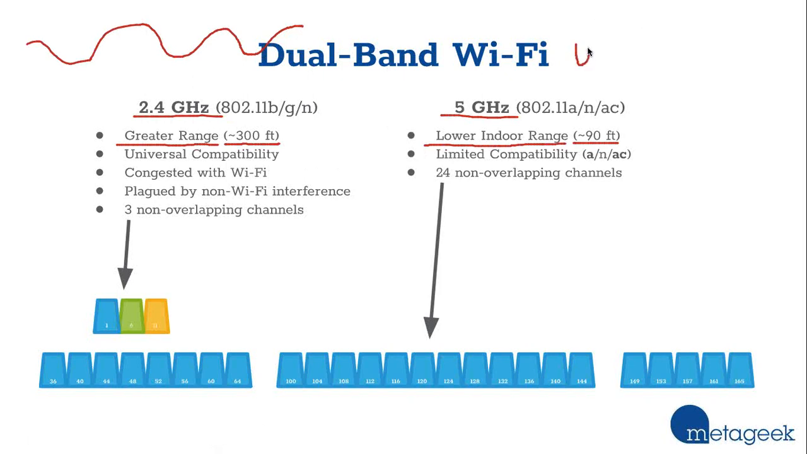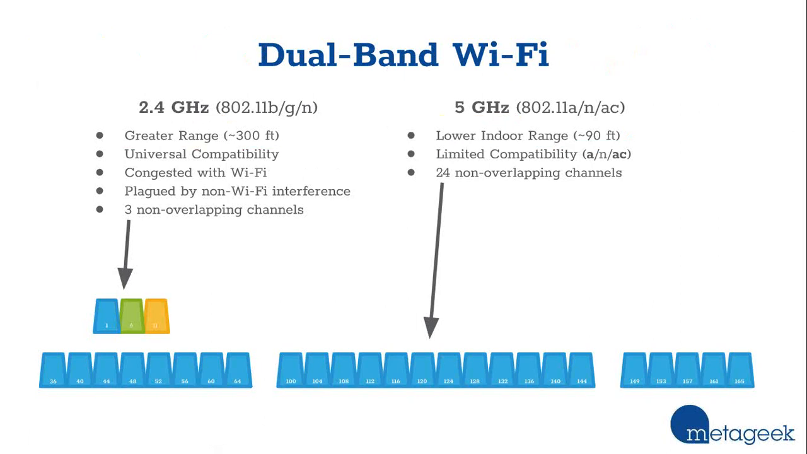Whereas 5 gigahertz, since it's a higher frequency, that wavelength is a lot shorter, so it doesn't do nearly as good of a job of punching through stuff. So it gets blocked or attenuated more by obstacles in its path. So the result is that 5 gigahertz only has about a 90-foot range because of that difference in wavelength.